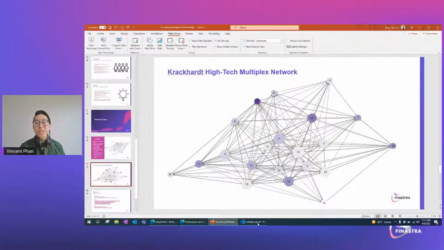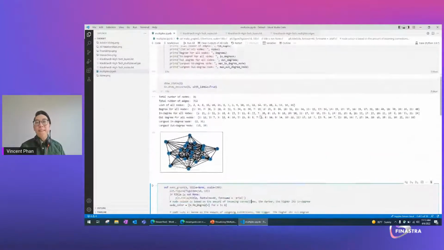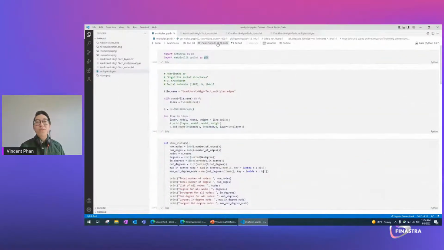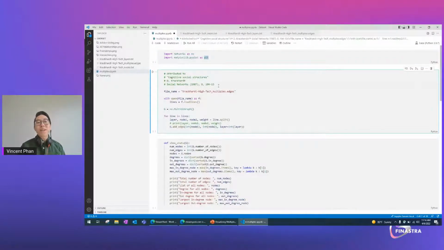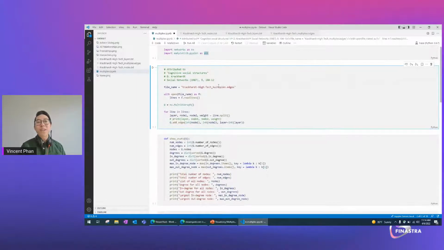So here's the technical demo. We'll be using NetworkX and Matplotlib today. Those are the only things we really need. And this is from the Cognitive Social Structures paper from the Social Networks Journal. Our file name here. Well, actually, let's take a look first at the actual file we'll be looking at.